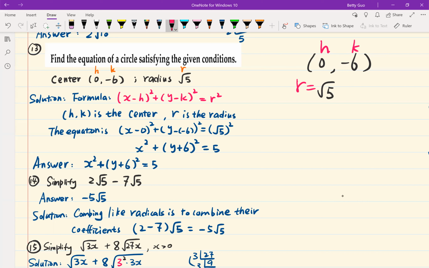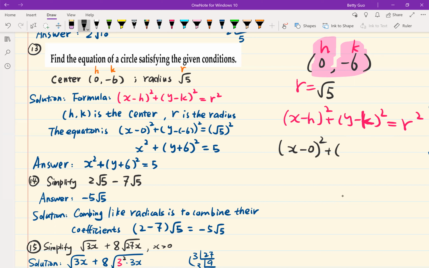h, k is the center. The formula of a circle is x minus h to the power of 2 plus y minus k to the power of 2 equals r squared. And let's plug in. We have x minus h. What is h? 0, right? Yeah. Minus 0 to the power of 2 plus y minus k.